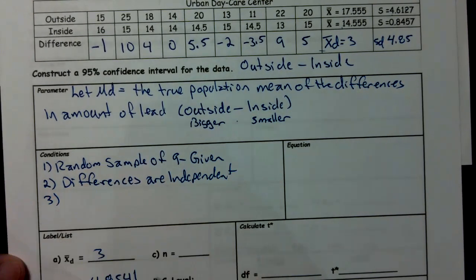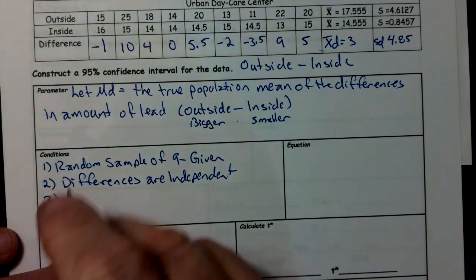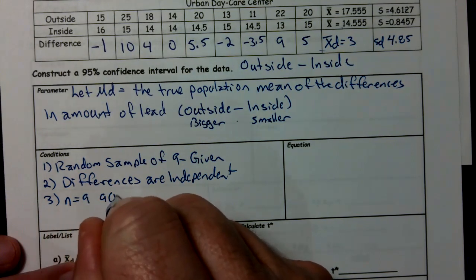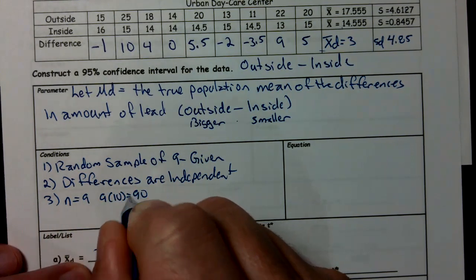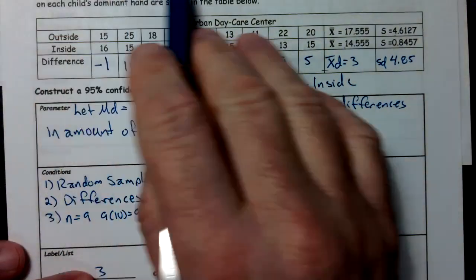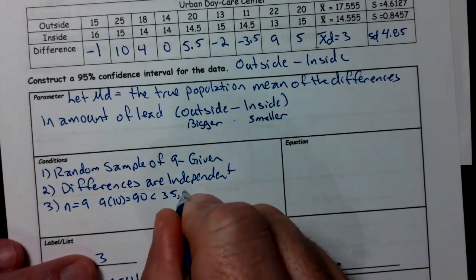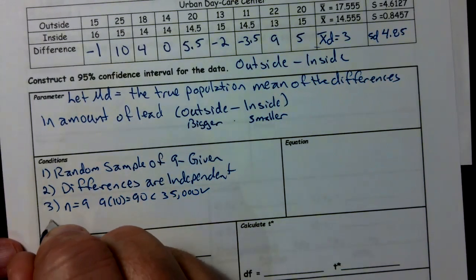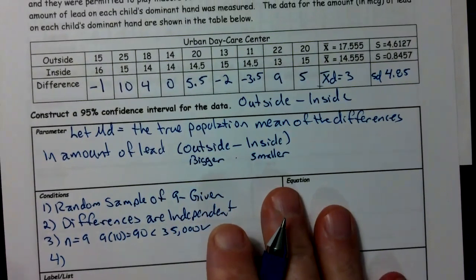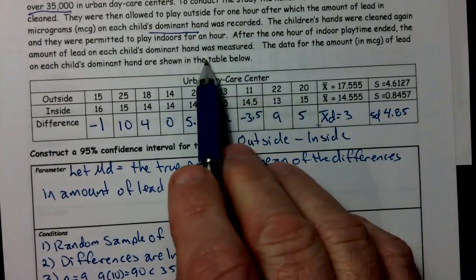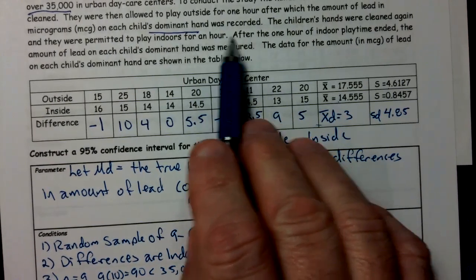Three, the next thing is the less than 10%. Well, our sample size is 9, so n equals 9. 9 times 10 equals 90, and that's very clearly less than the 35,000. So that's taken care of. Finally, we need the normality. So our sample size is not large enough, so hopefully they told us this was normal somewhere.